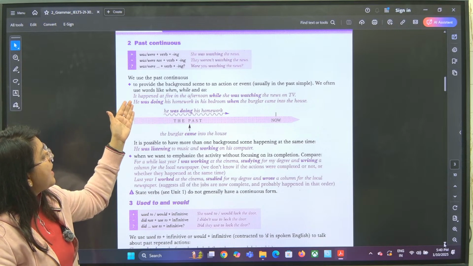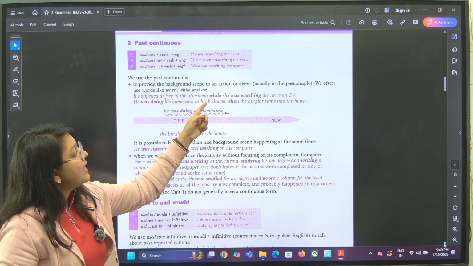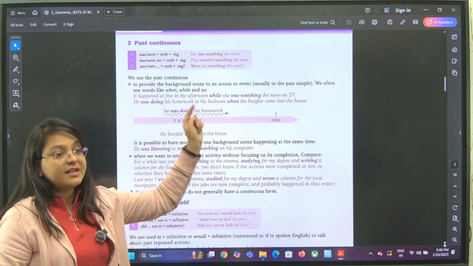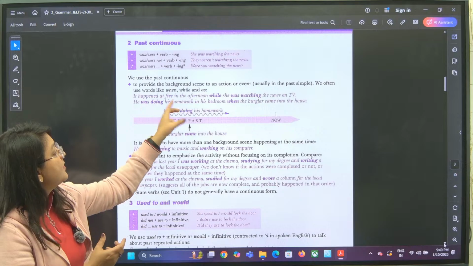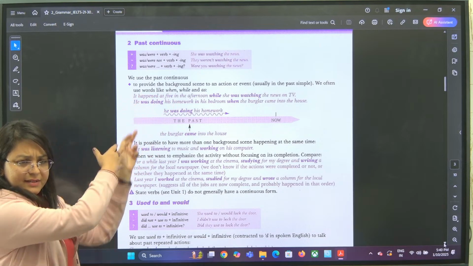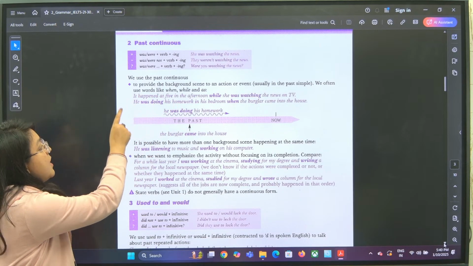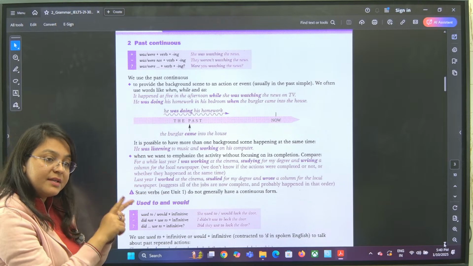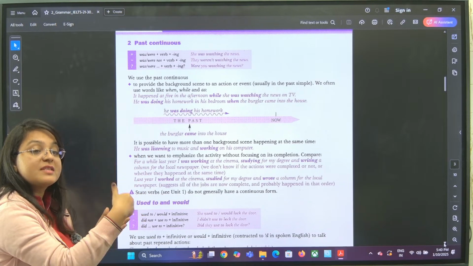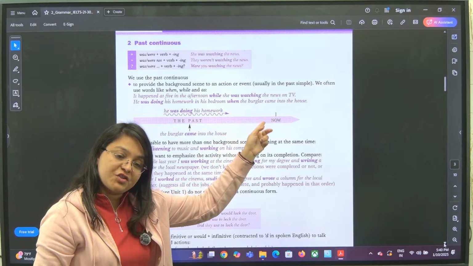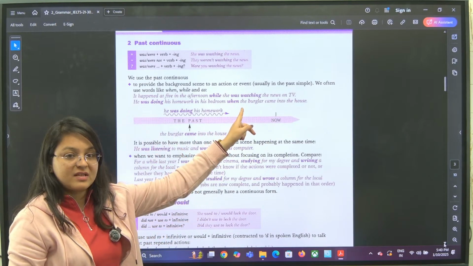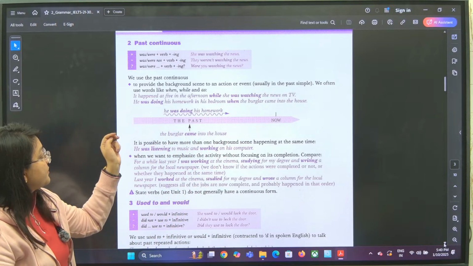For example, it happened at 5 in the afternoon while she was watching the news on TV. So what is the exact past incident that happened here? Burglary maybe happened at that time. So the burglary happened at 5 p.m. What was the background scene? What was happening along with it? She was watching TV. So past continuous is used here.